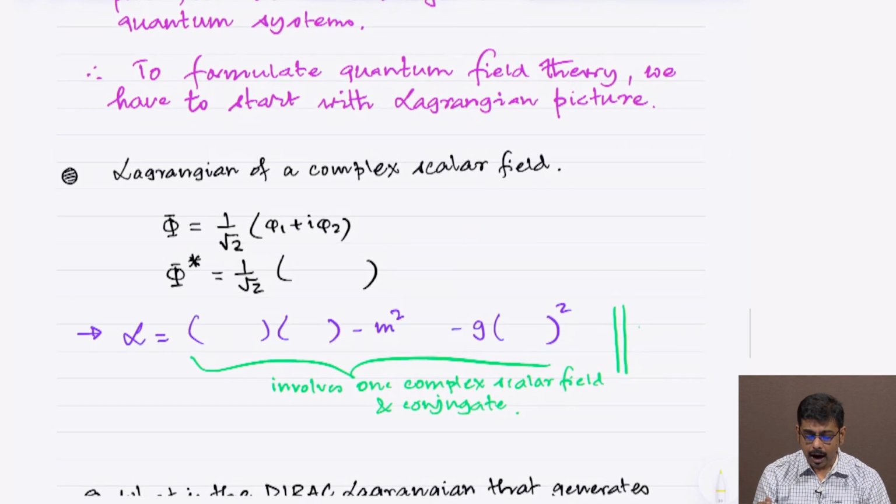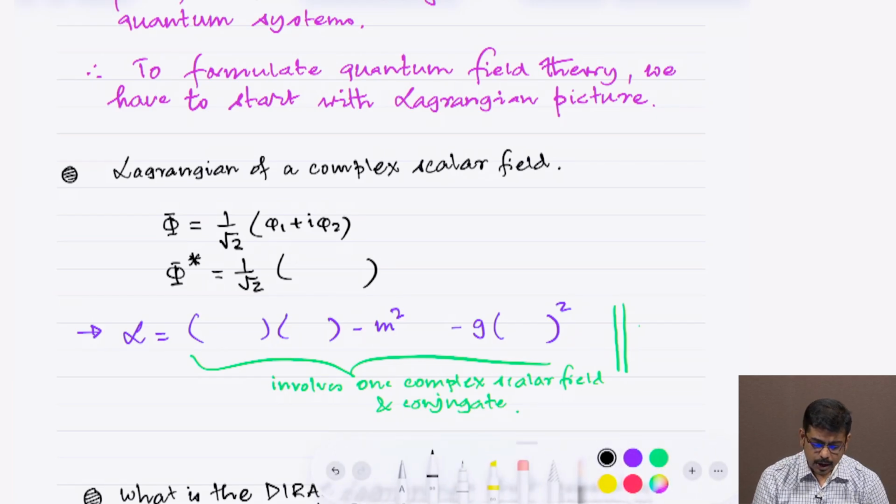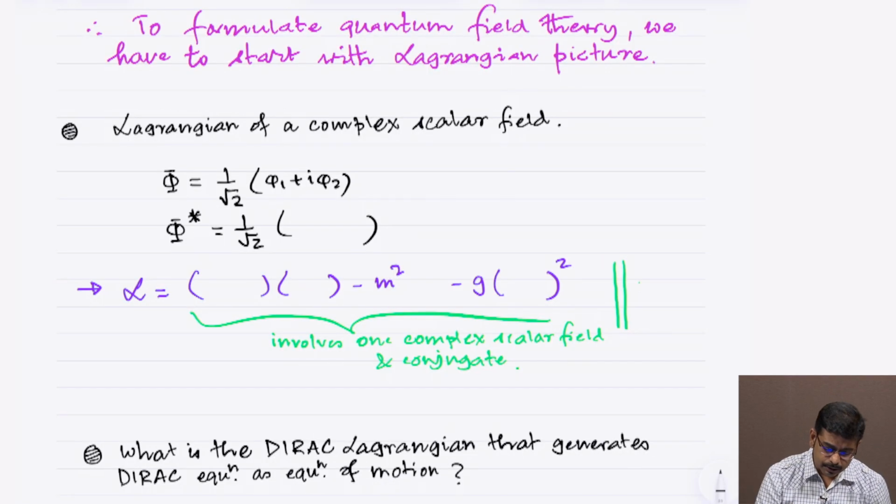So, suppose now I would like to generalize the exercise which I did just before to write a Lagrangian for a complex scalar field. Now, a complex scalar field is something that you all know. It will have two real degrees of freedom. So, I can define my capital phi to be phi 1 plus i phi 2.